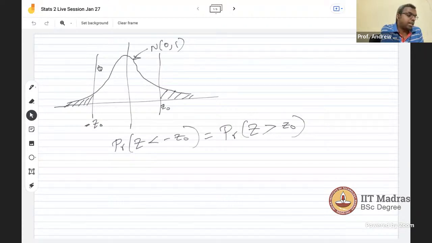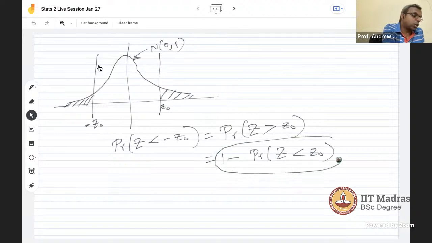So the normal distribution satisfies the symmetry property. The probability that Z is less than minus z naught is the same as the probability that Z is greater than plus z naught. Do you agree? Convince yourself that that's true. So Z and minus Z have the same distribution, so these two probabilities are exactly the same. And this one is the same as one minus the probability that Z is less than z naught also. So instead of writing one minus the probability of Z less than z naught, you can also write the probability of Z less than minus z naught.